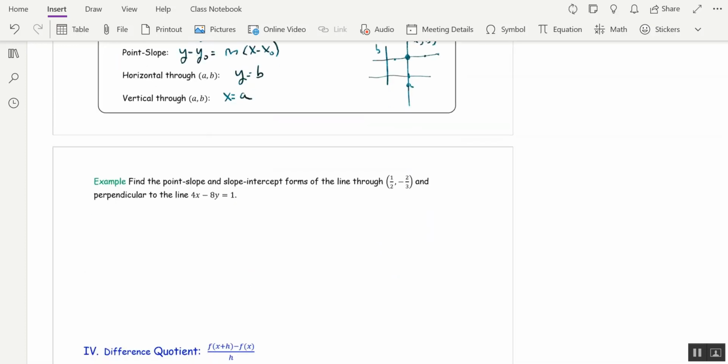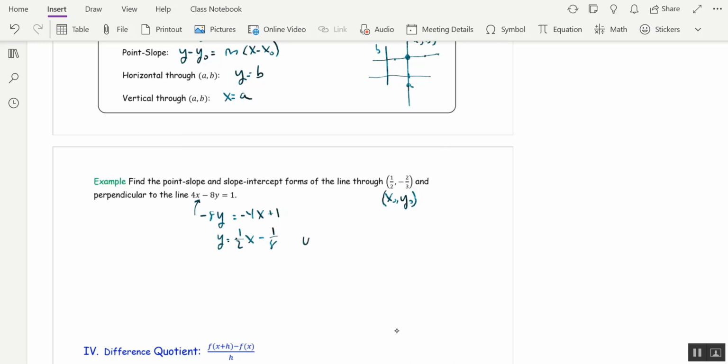So let's do an example. Find the point slope and slope intercept forms of the line through this point and perpendicular to this line. All right, we've got our x naught, y naught. So the first thing we need to do is find the slope of this line. So to do that, let's put it in slope intercept form. -8y equals -4x plus 1. Divide by -8, y equals 1/2 x minus 1/8. So this line has slope 1/2.